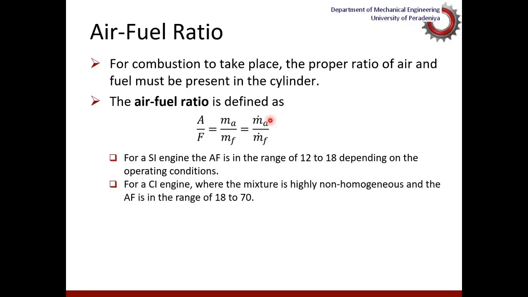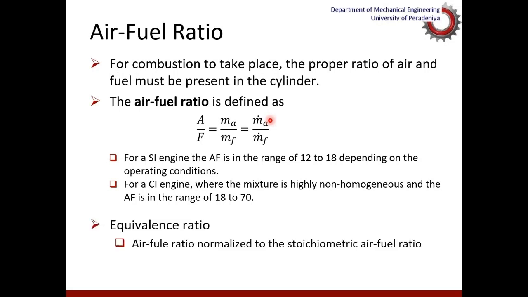But on the other hand, in diesels, of course, we do not throttle diesel engines. So we let the engine produce power according to the amount of fuel that we inject. We take the full amount of air in, and depending upon the power requirement, we decide how much fuel is to be injected. In that case, compression ignition engines operate in a wide range of air-fuel ratios, maybe from 18 to 70.